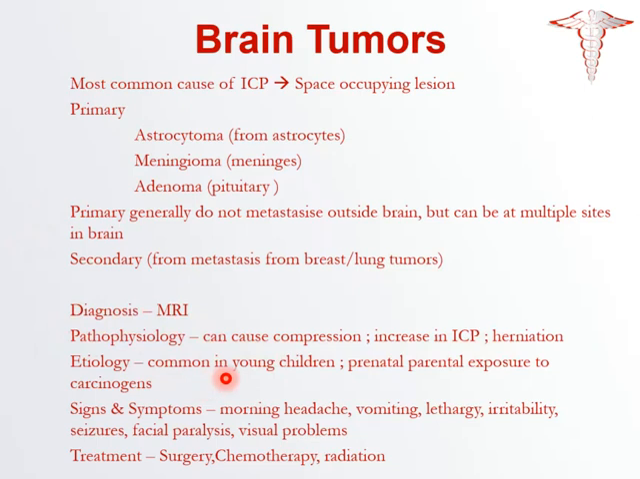Etiology: it is common in younger children. Prenatal parental exposure to carcinogens; it is common in children because some injurious substance has been exposed during their conception period. The signs and symptoms are generally morning headache, vomiting, lethargy, irritability, seizures, facial paralysis, visual problems, and the treatment generally involves surgery, chemotherapy, and radiation.